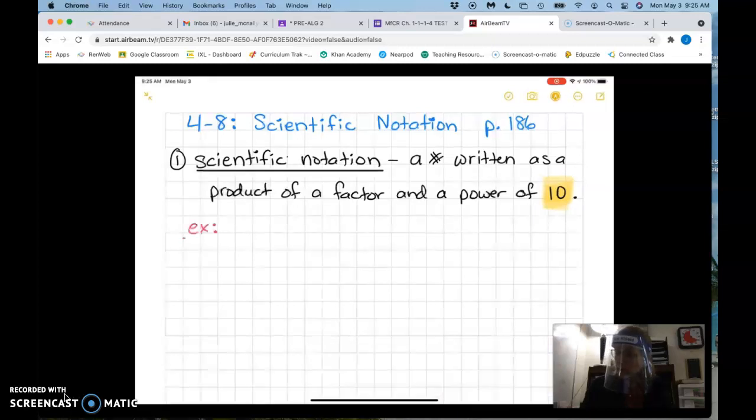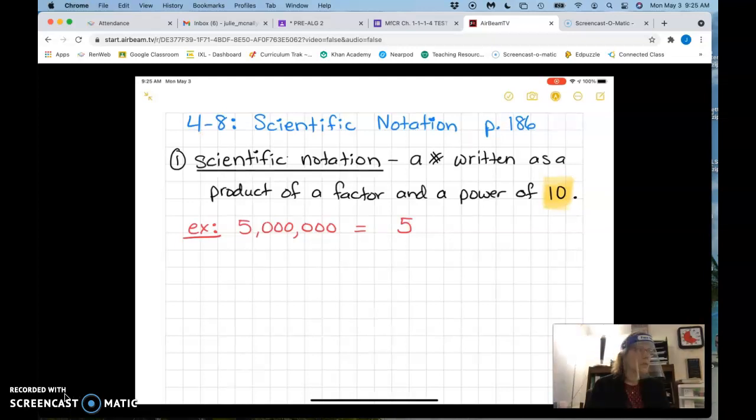What if we had 5 million? Well, we don't want to write 5 million out because there's so many zeros on it. So when we write scientific notation, we always make the number a value between 1 and 10. And 5 is a number that's between 1 and 10, right? So that's our first step. And the way that I made this number between 1 and 10 is by moving the decimal.